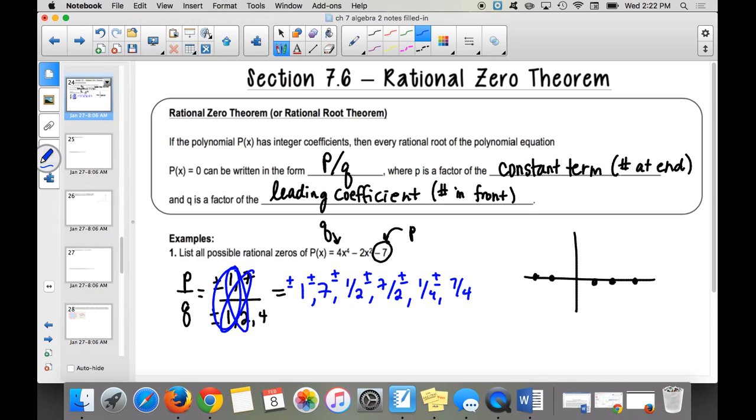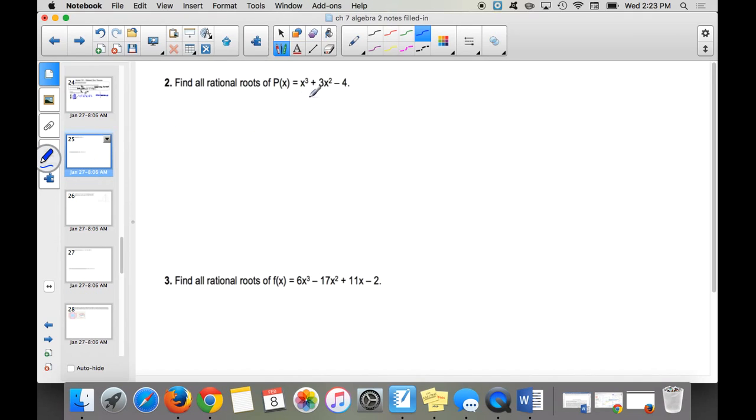But think about the infinite number of numbers on this axis. There are an infinite number of possibilities, and we've eliminated it to 12. That's pretty darn good, right? So this first one is just saying list the possible rational zeros. It's not actually having you find the zeros. On these next ones, we're going to actually find the zeros. So we're going to go an extra step, and this is kind of how your homework will be. So this one says find all of the rational roots.